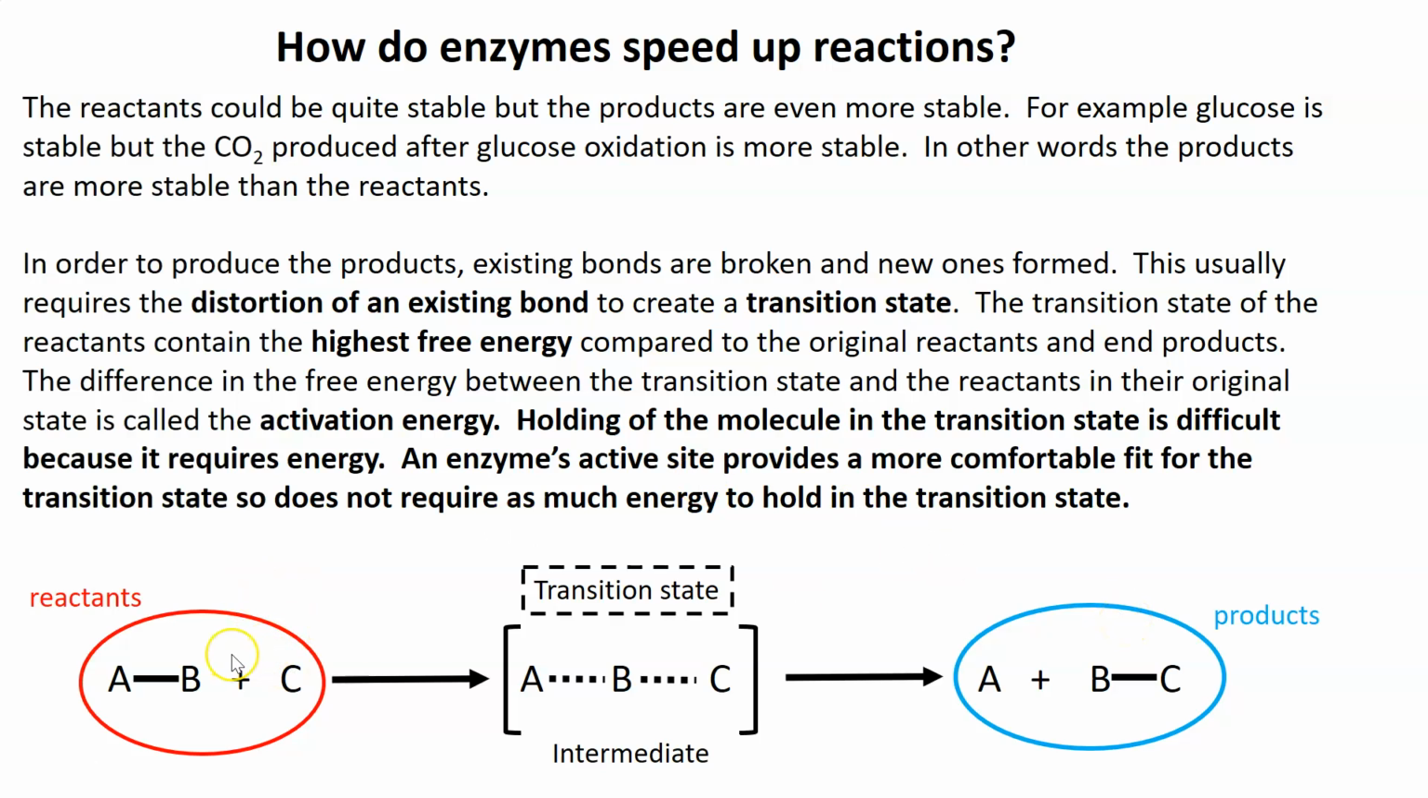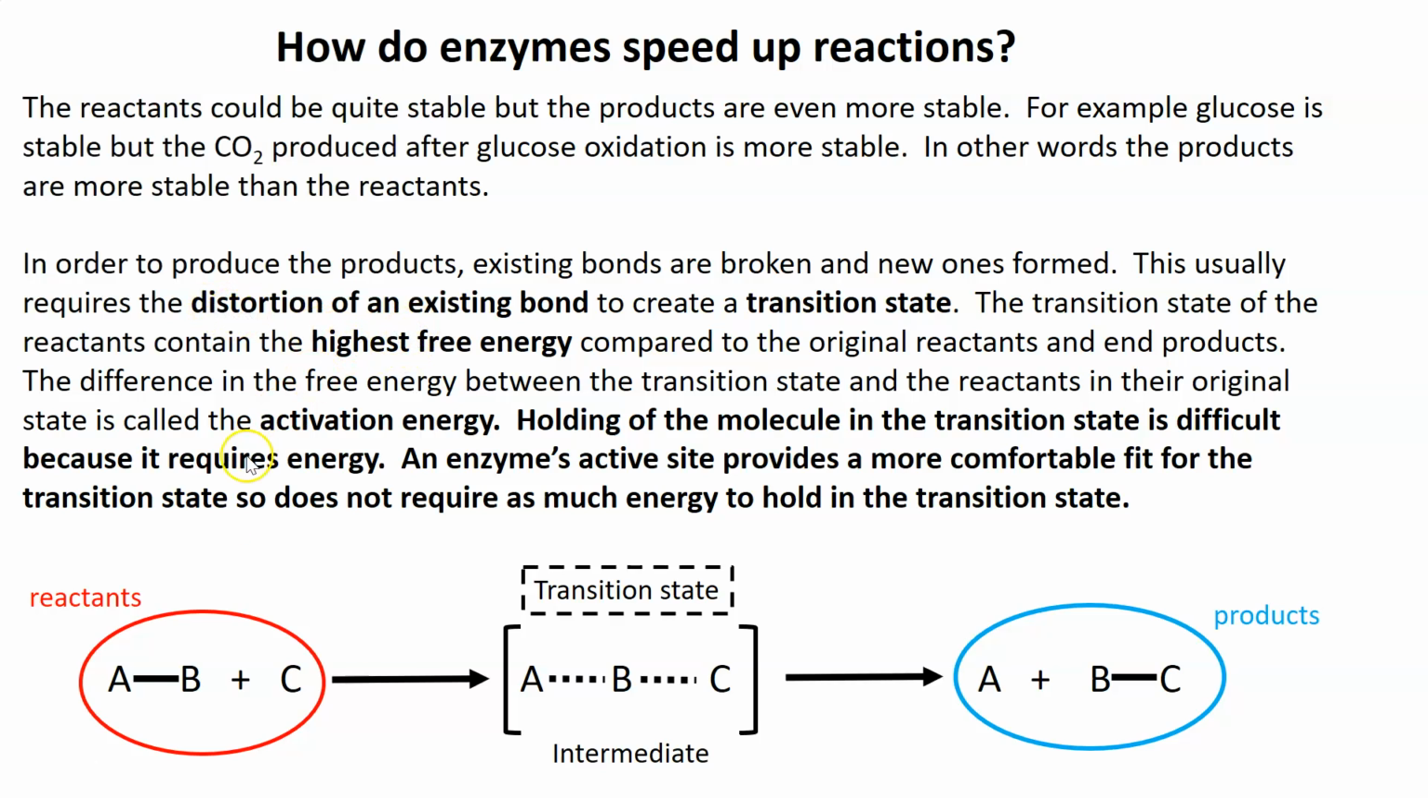That could be heat, pressure, whatever you want. What enzymes do is that they lower the activation energy. And how they do this is by accommodating the reactants in a form that helps the reaction to proceed much quicker. Now let me try to explain that.